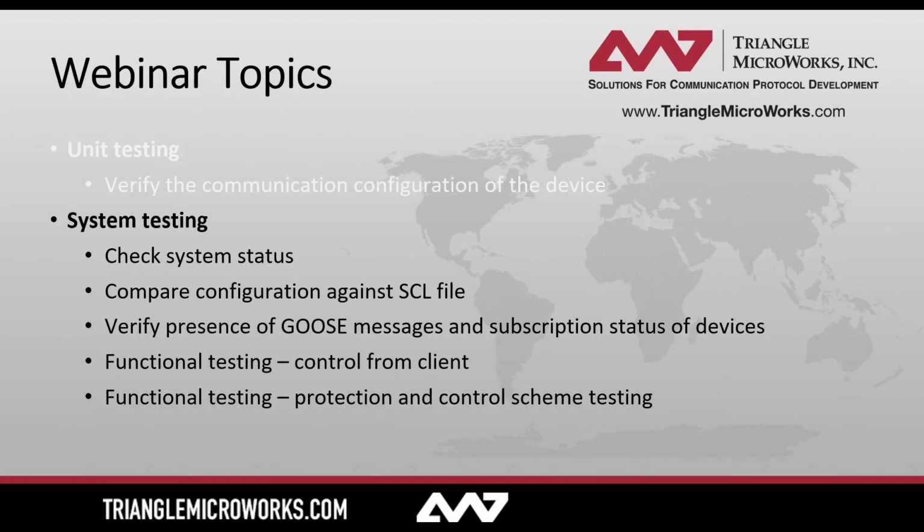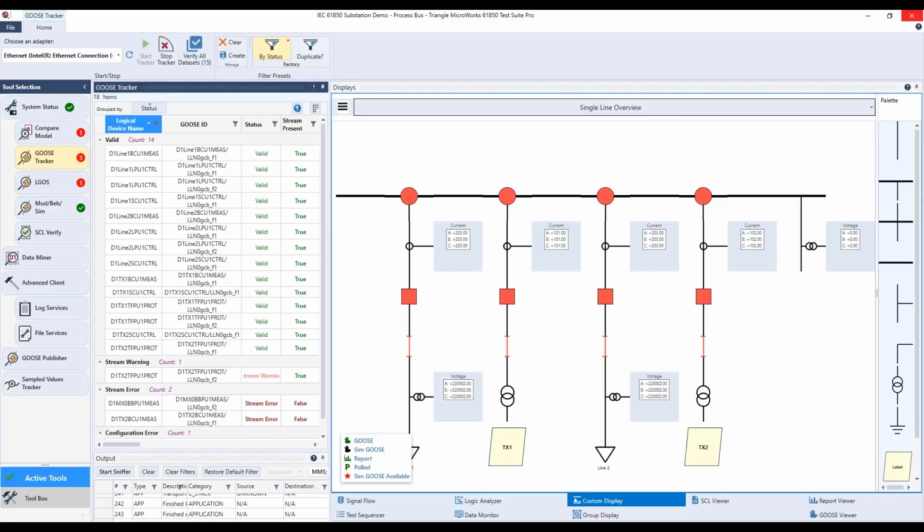And I will just give two examples of functional testing. In the first step, we will show how we can do a control from the client and can test that. And in the second part, we will look into the testing of a protection scheme, a protection and control scheme. In this case, the reclosing that we have as part of our design. Okay, so with that, let's get started.